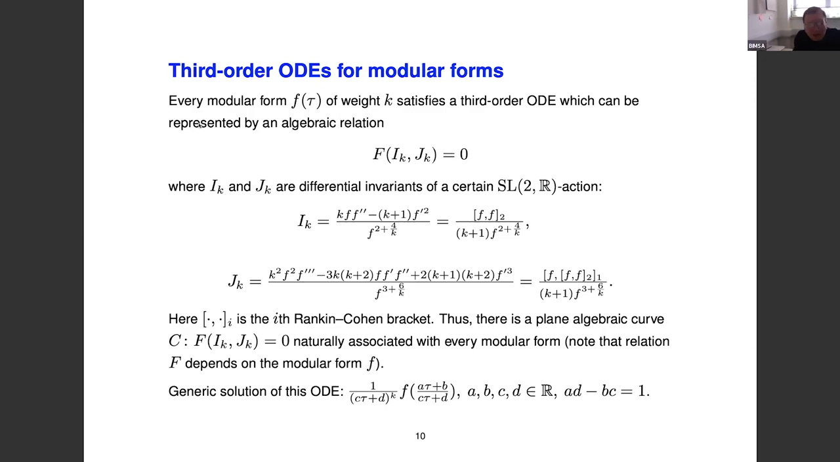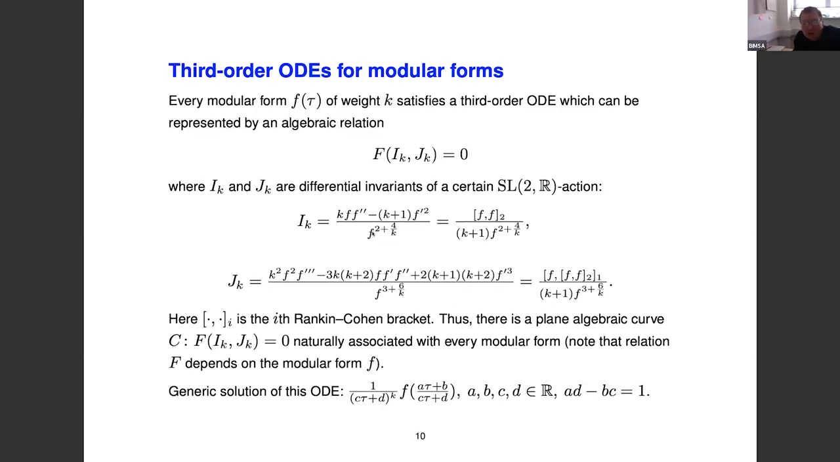Now, what is so special about weight 2? Remember I said that every elliptic curve with rational coefficients can be parametrized by weight 2 modular forms. So what is special about k equals 2? You see, if f is a modular form, then this numerator is also a modular form because it's expressed in terms of the Rankin-Cohen bracket. But this denominator isn't, because we have this term 4 over k, right? F is a modular form. F squared is a modular form. But f to the power 4 over k is not, because we have division by k.